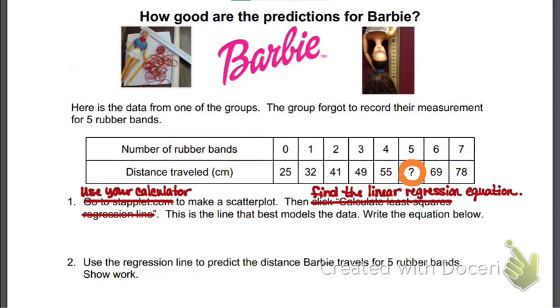Leave that one out. Don't put 5 in that X list for right now. My apologies, yes. Leave that one out or else it will give you a dimension mismatch. So do not put 5 rubber bands in. We're going to enter all of this data, but we're going to leave 5 rubber bands and the corresponding distance out.